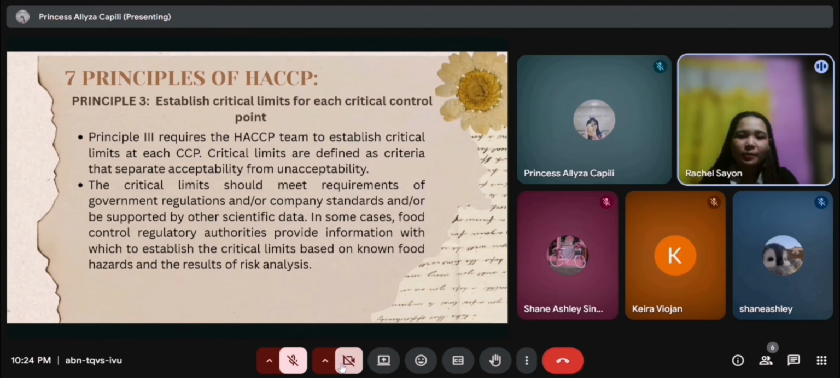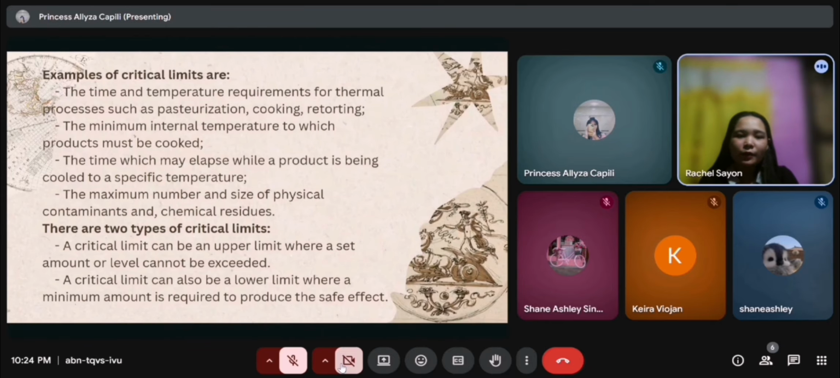Critical limits must be measurable, such as temperature, time, pH, or weight, based on science or regulations, clearly defined and documented. Critical limits are important because they clearly distinguish safe food from unsafe food, provide measurable standards for food safety, help workers know exactly when control is lost, allow quick corrective actions, and ensure compliance with food safety laws and standards. For example, time and temperature requirements for thermal processes.